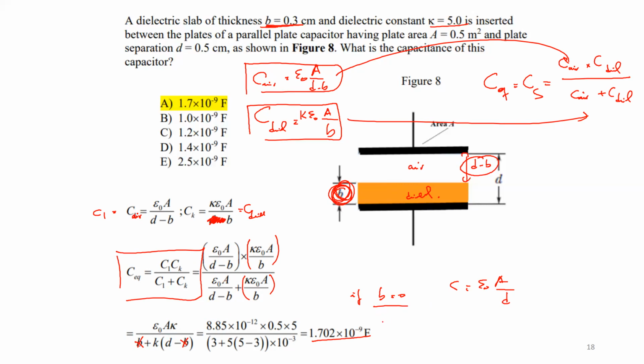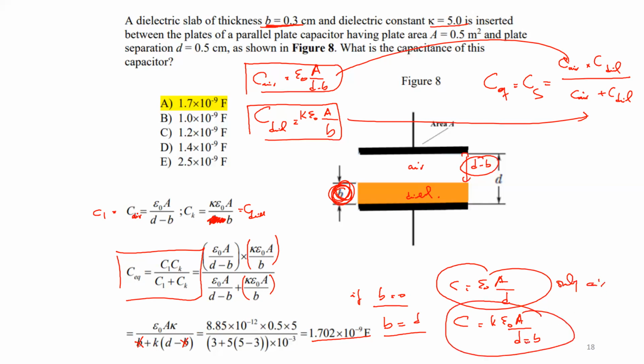Okay. This is the first case. The second case is B is equal to D. That means I don't have air. Everything is dielectric. So that means this is 0. So you just have C is kappa epsilon naught A divided by B or D, which are the same, which is what I was expecting. So this is a case where only air. This is a case where only dielectric. I just have multiplied by kappa. Okay, and this is a case in between.